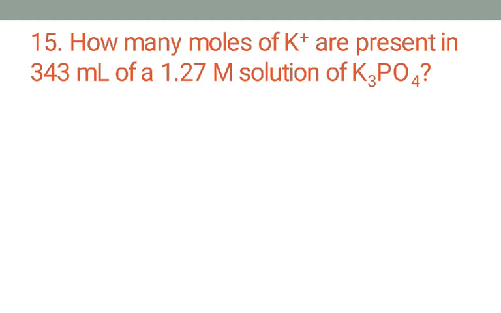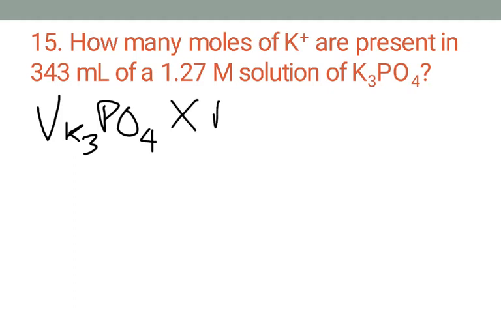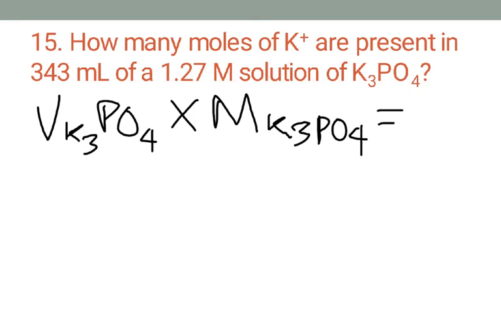So in this, you have volume of potassium phosphate, and you have molarity of potassium phosphate. So if you multiply the volume of potassium phosphate by the molarity of the potassium phosphate, you'll get the moles of potassium phosphate.